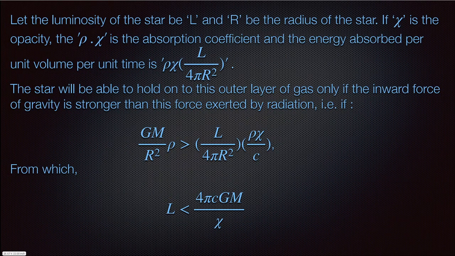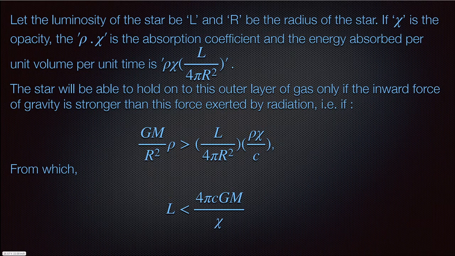So what we do is we take the luminosity of a star to be L and radius R, and psi be the opacity, and the product of the density and psi is the absorption coefficient, and the energy absorbed per unit volume per unit time is psi x L by 4 pi R square.